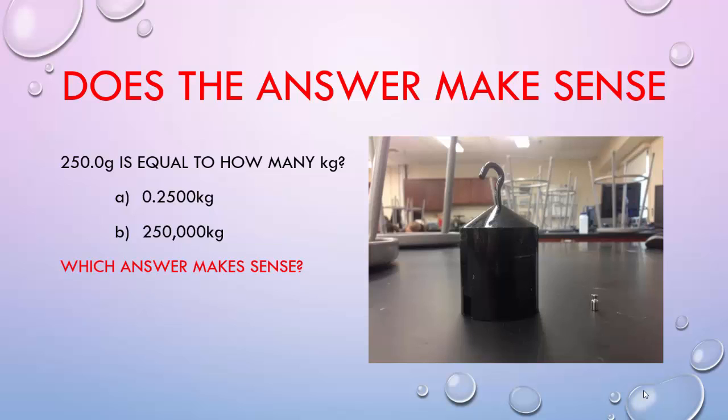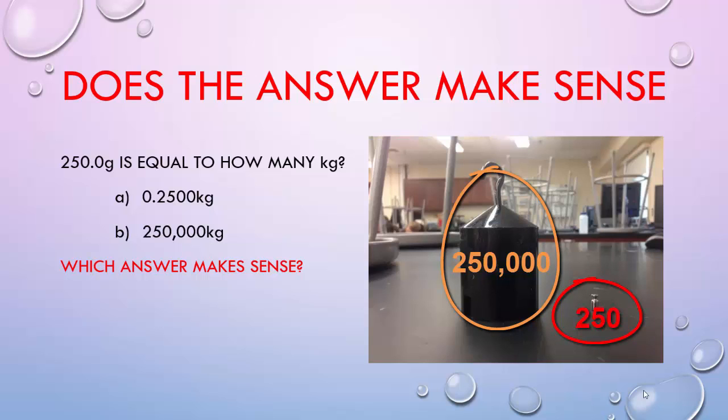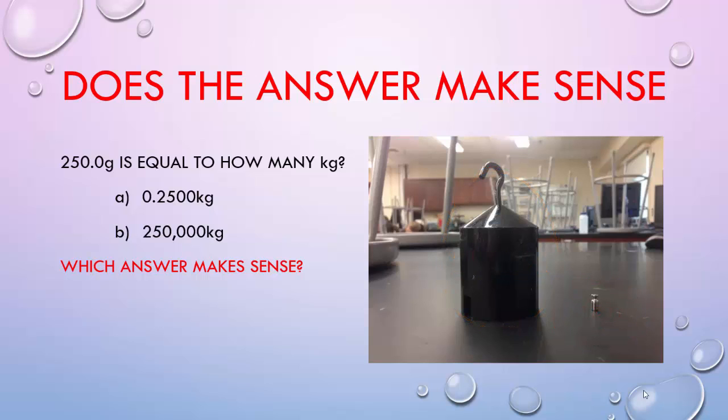Which answer makes sense? Well, if this is 1 gram, and you have 250 of these, do you think then you're going to have 1/4 of this, the kilogram, or you're going to have 250,000 of these equaling 250 of those? And it's pretty easy to see that the 250,000 is absurd, so the correct answer must be 0.2500 kilograms. Make sure the answer makes sense.